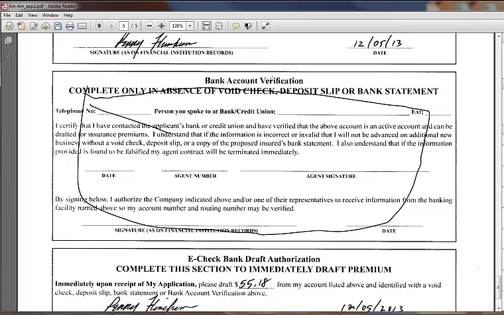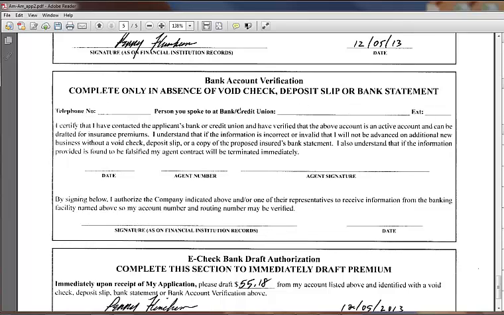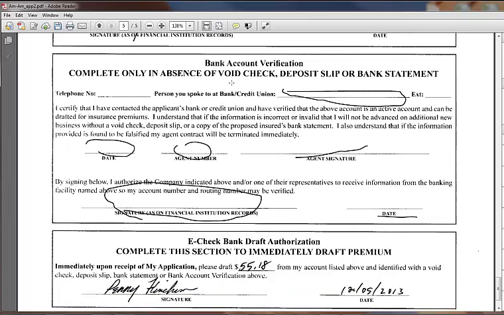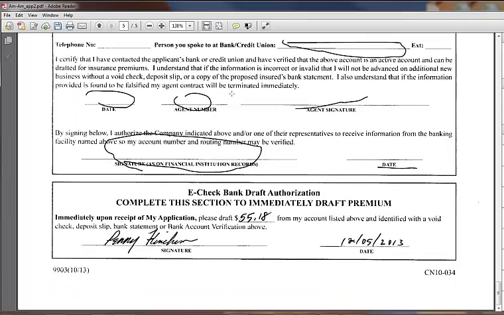Now, if for some reason the person does not have checks and they cannot give you a voided check, then you can call the bank. You need to put the phone number that you called and the person's name that you spoke to, the date that you did that, your agent number, your signature, and then this is the signer on the account, and then date that. You can do that instead of a voided check, but that's kind of secondary if you can get a voided check.